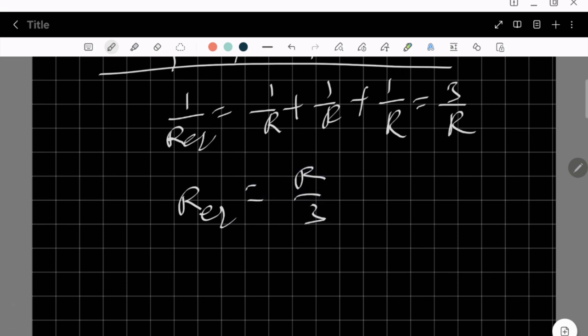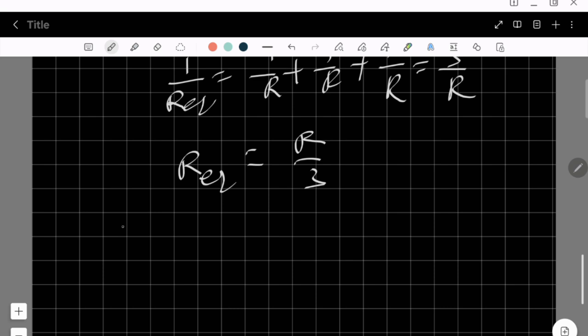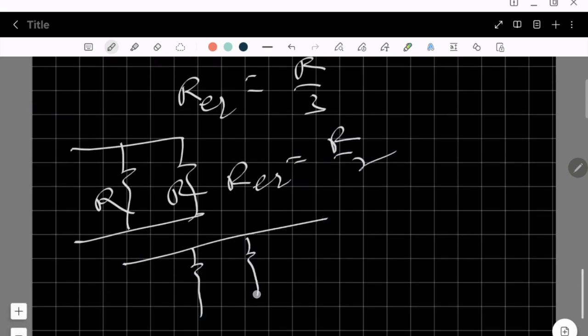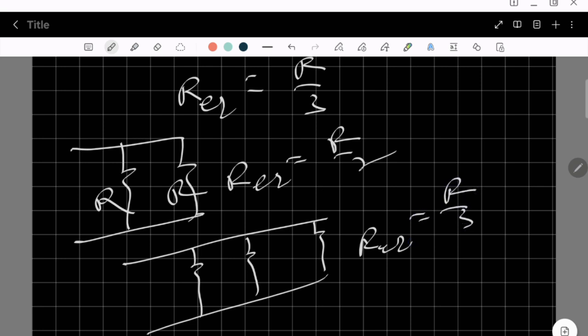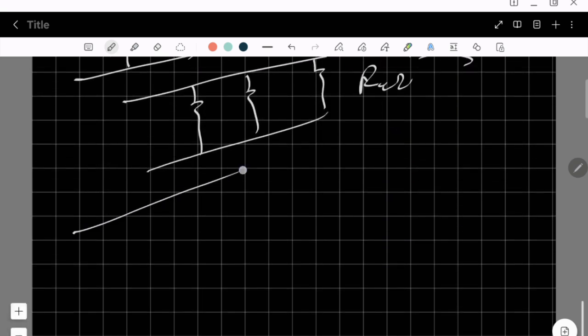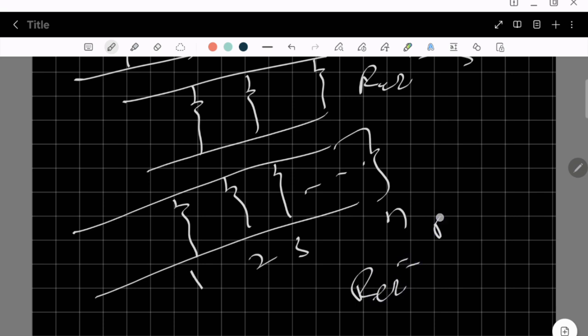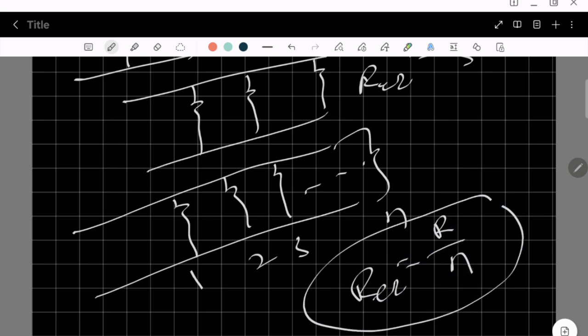Surprisingly, we can compare the previous result and this one. When only two equal resistors are in parallel, R equivalent is R by 2. When three equal resistors are in parallel, R equivalent is R by 3. So I can estimate that when we have n resistors, first, second, third, up to the nth, R equivalent is R by n. This is a surprising result, and we can calculate easily.